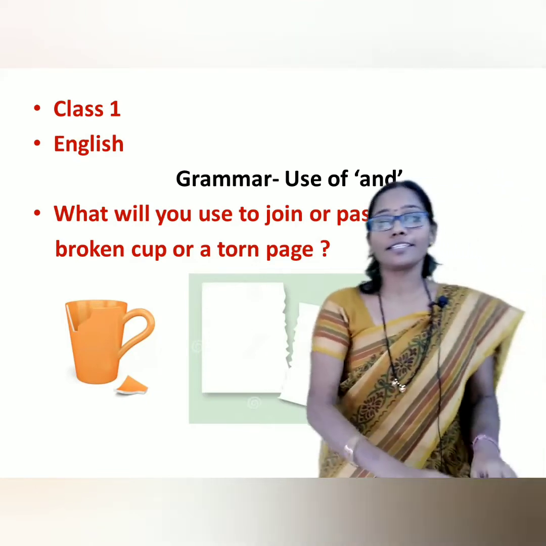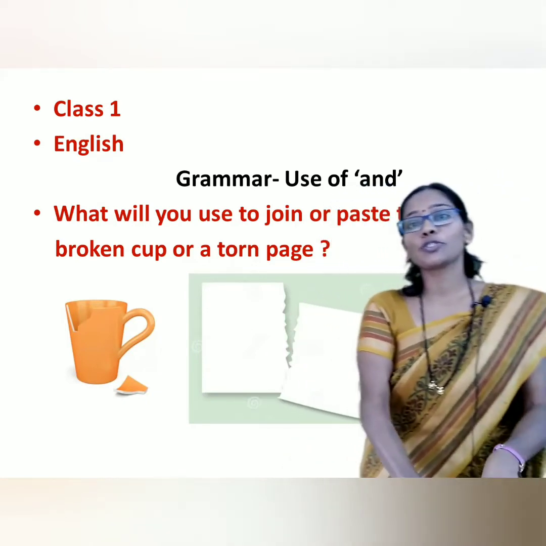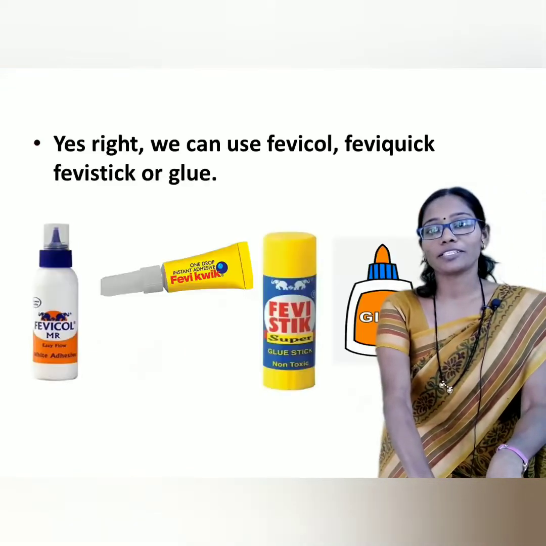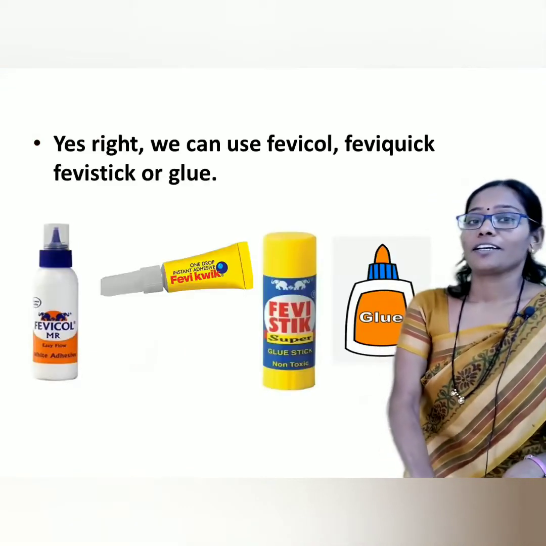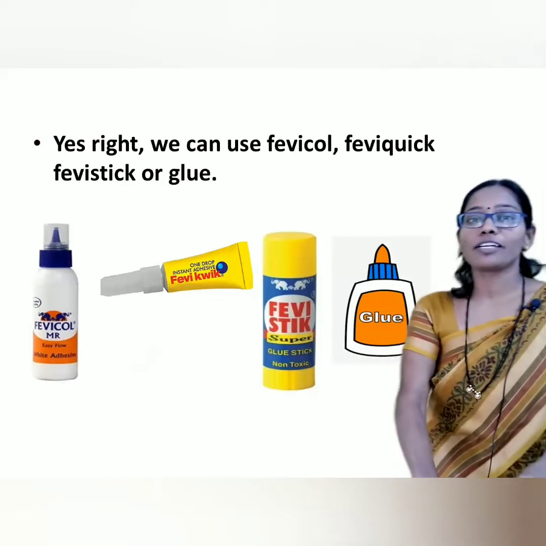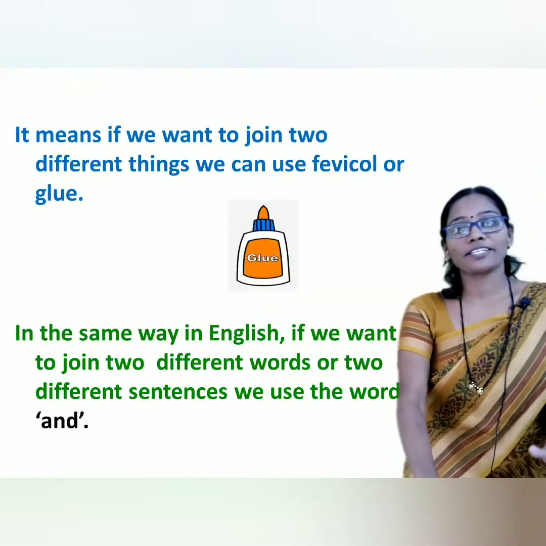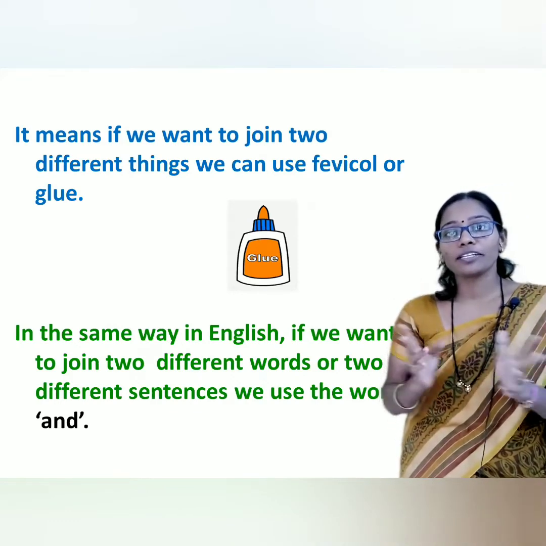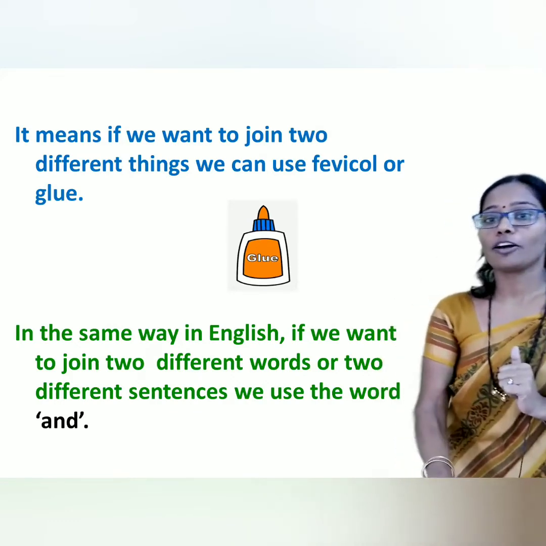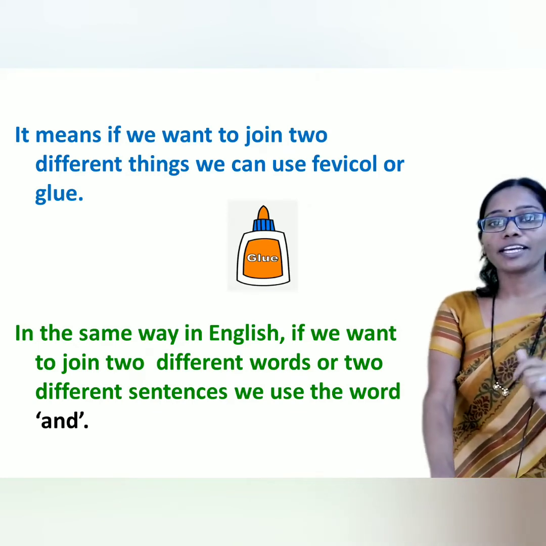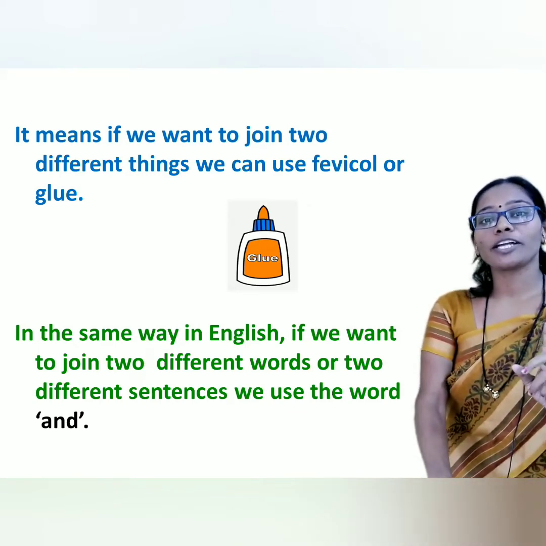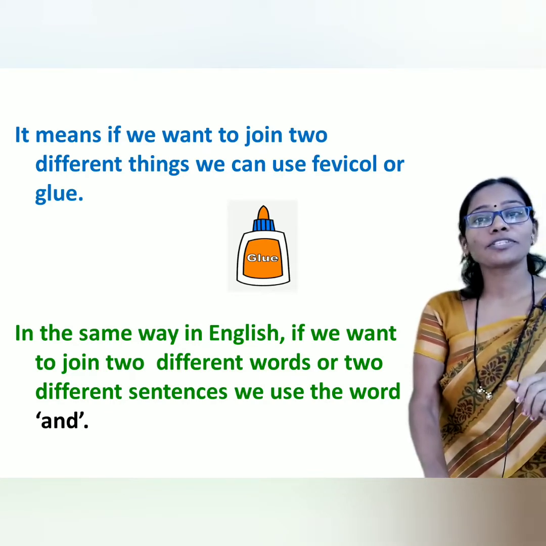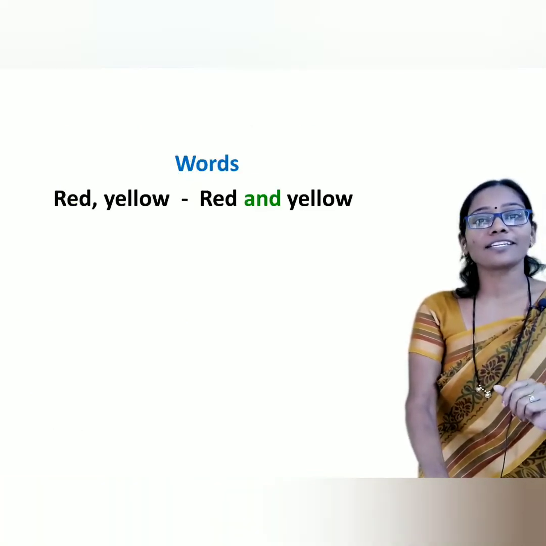First of all, let us discuss what you will use to join or paste a broken cup or a torn page. Yes, right. We can use Fevicol, Fevikwik, Fevistick or glue to paste it. It means if we want to join two different things, we can use Fevicol or glue. In the same way, in English, if we want to join two different words or two different sentences, we can use "and". It means "and" works as a glue.